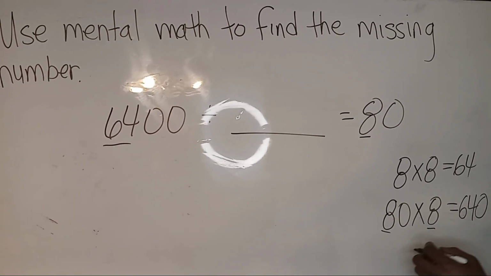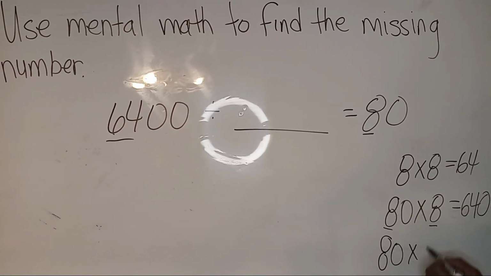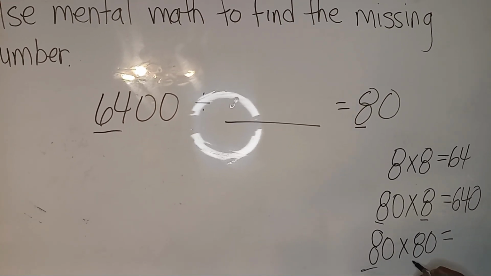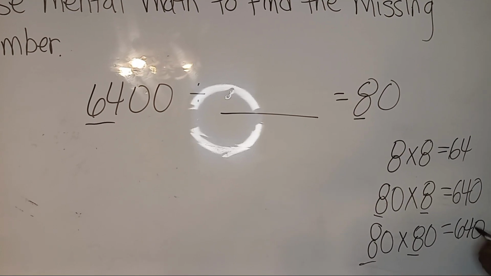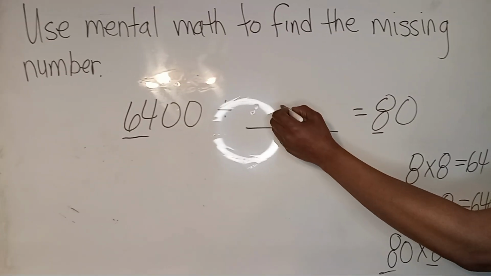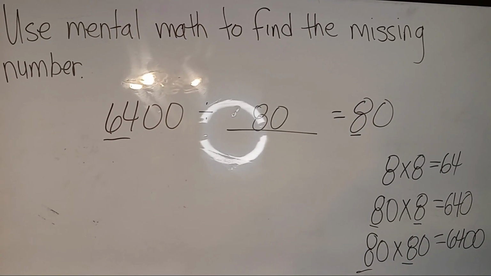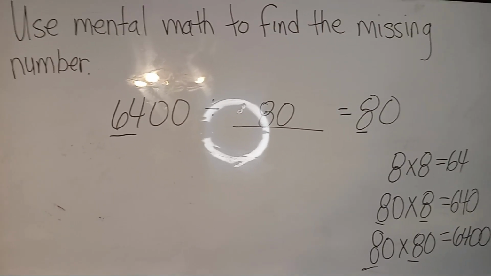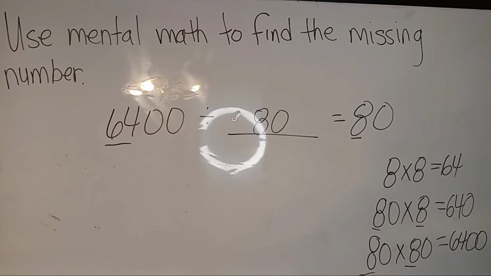80 times 80. There we go. Great job. 80 times 80. That should get it, because we got the 8 times 8 is our 64. 1 zero, 2 zeros. There we go. There's that 6,400. So we know now that 6,400 divided by 80 is 80. Great job. Give yourself a pat on the back, because you've earned it.